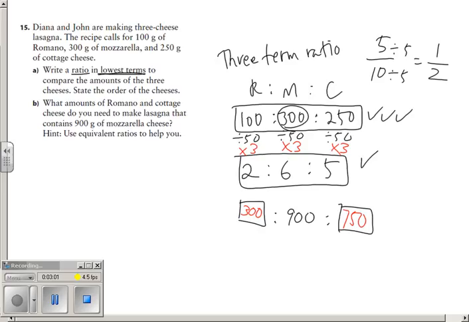So how much cheese would I have to use? Well, I used equivalent ratios. I would have to use 300 grams of Romano cheese, and even though it doesn't ask for it, 750 grams of cottage cheese. Okay, hope that was helpful to you.